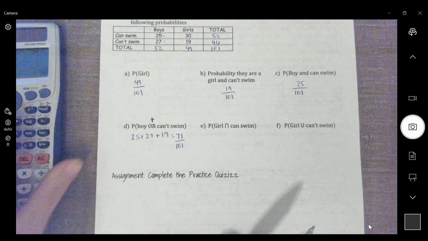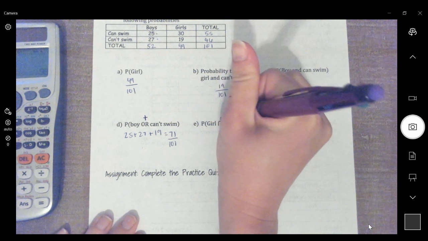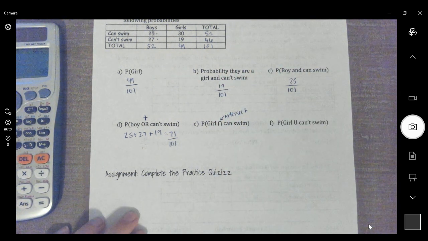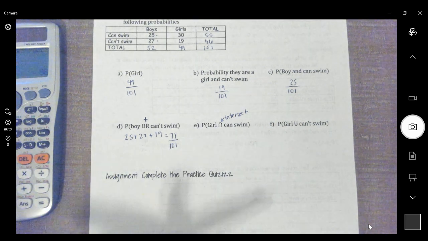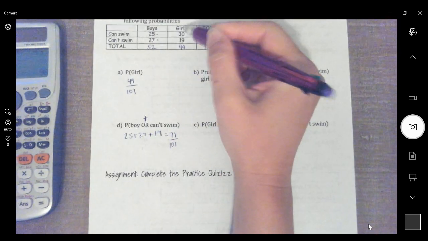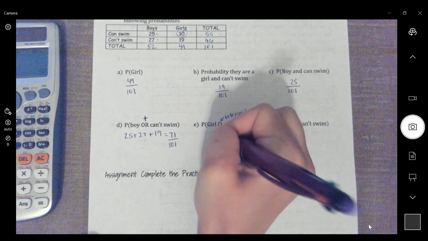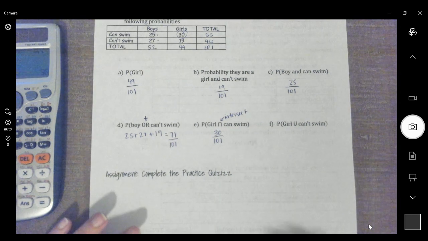Letter E, that is my intersect symbol. It looks like the N. So I just need to find the girls that can swim. Just find where they intersect. So girls that can swim are these people right here. So that's 30 out of 101.